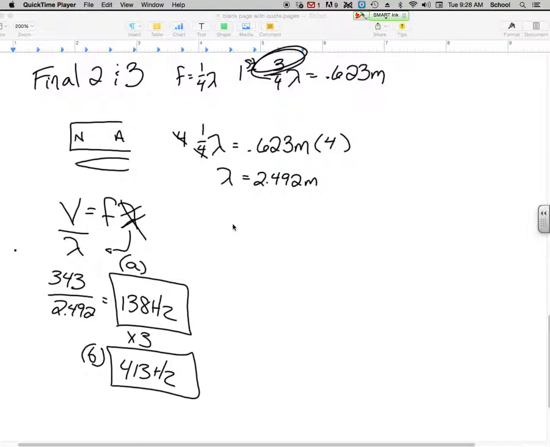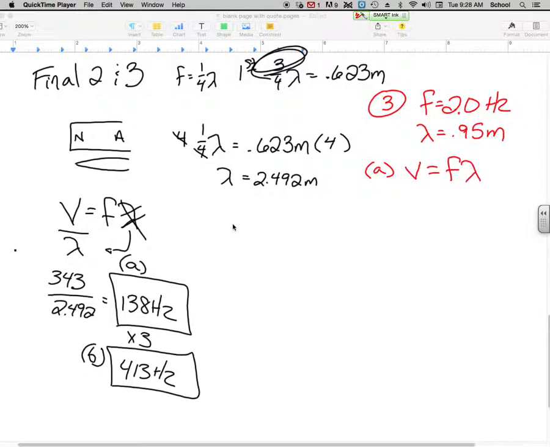In number 3, we say waves have a frequency of 2 hertz, and the wave has a wavelength of 0.95 meters, and we want to know in A what is the speed. So of course my formula is V equals F lambda, so all I have to do is take those 2 numbers and multiply. Gives me 1.9 meters per second. So that was part A.